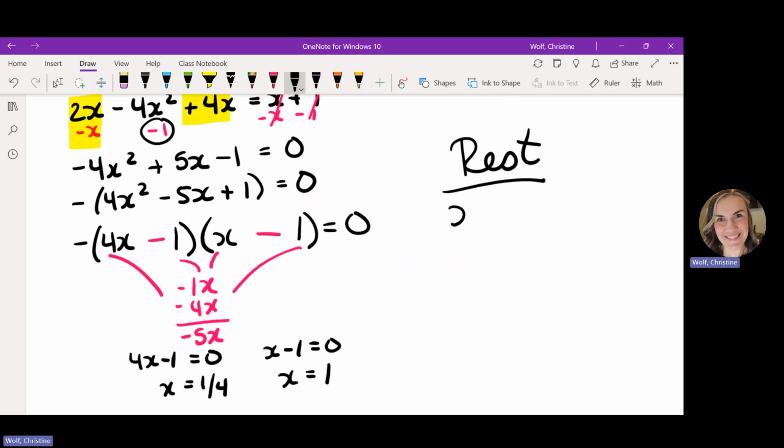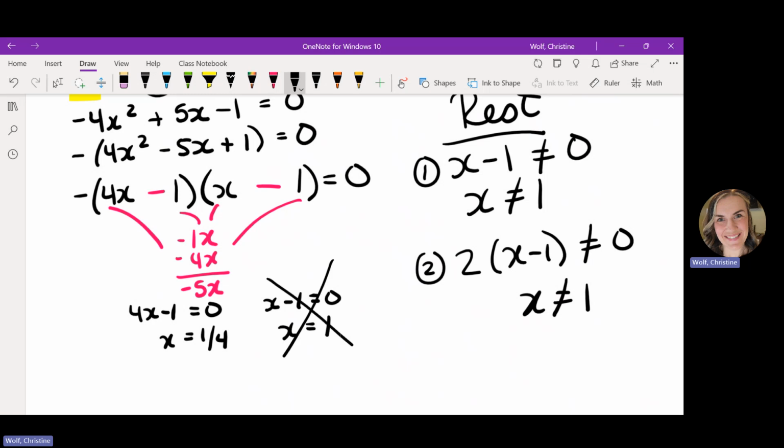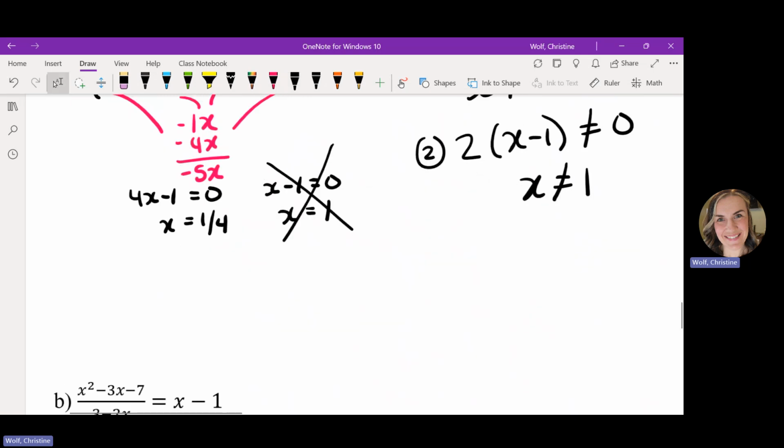You take your denominator. My first denominator was x minus 1. And you say it is not allowed to equal 0. So in other words, x can't equal 1. Your other denominator, you have to do it with both. But the good thing with this one, your other denominator would actually result in the same answer anyway. You divide off by 2, you still get 0 on the right, you still get 1. So our only restriction is x equals 1. So we'll see that this answer we got of x equaling 1 can't be an answer because it's a restriction. So therefore, I only have one single solution of 1 over 4.